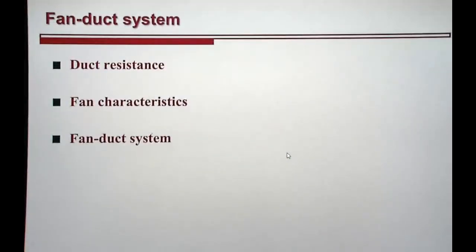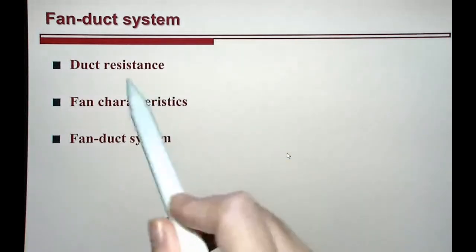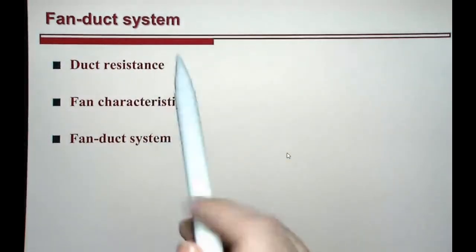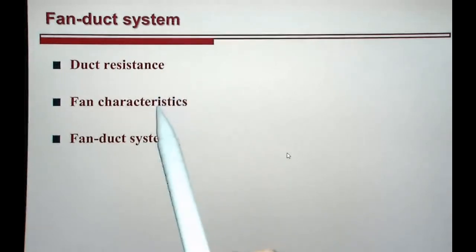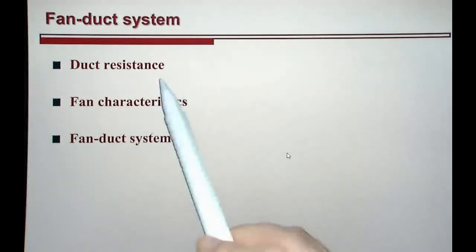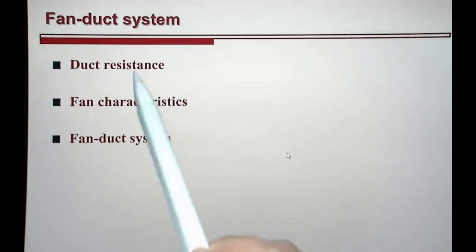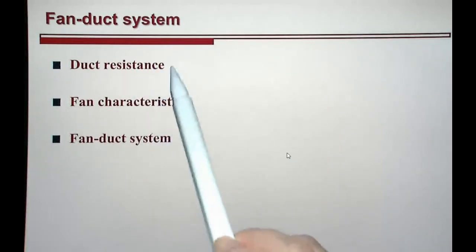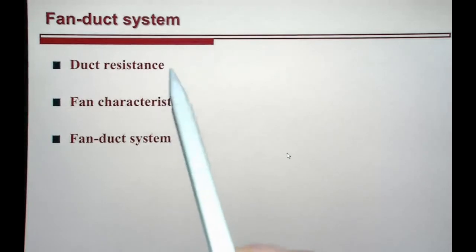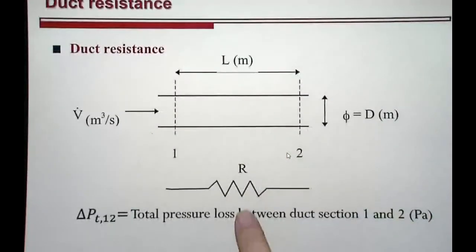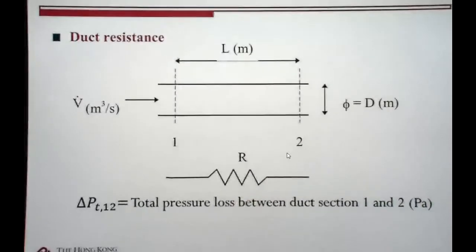To learn the fan duct system, we will learn through duct resistance. This is the first topic. And then the fan characteristics. Once you understand the duct resistance and fan characteristics, we connect these two components together, and that will form our fan duct system. So first we are going to cover the duct resistance.